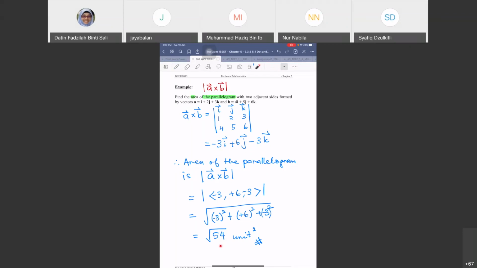So that's why earlier I mentioned that whether it's magnitude A cross B or magnitude B cross A is actually the same. In terms of magnitude, it's the same, because the length is the same. But of course, vector-wise, it's not the same because the direction is different. But if you're talking about the magnitude, the length is the same. Thank you, Jaya.